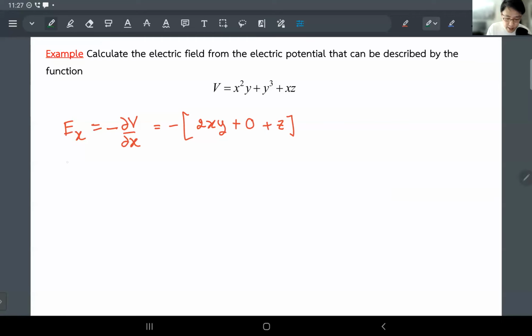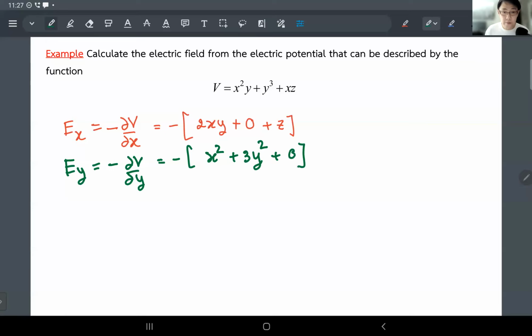Keep going. If you want the electric field along the y component, you do dV by dy, slap in the negative sign, you're done. So let's go through this one together, guys. The derivative of this with respect to y gives you x squared. See, dy by dy is 1, plus 3y squared, plus, there's no y in the third term, 0.